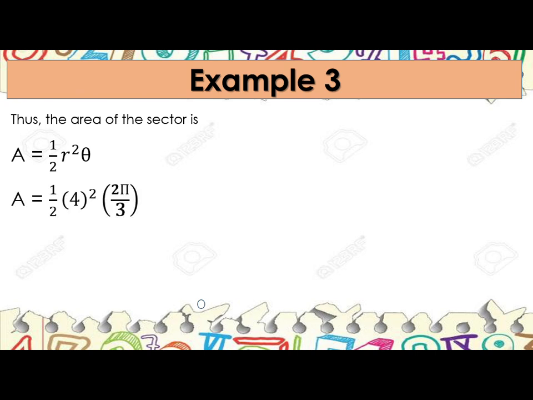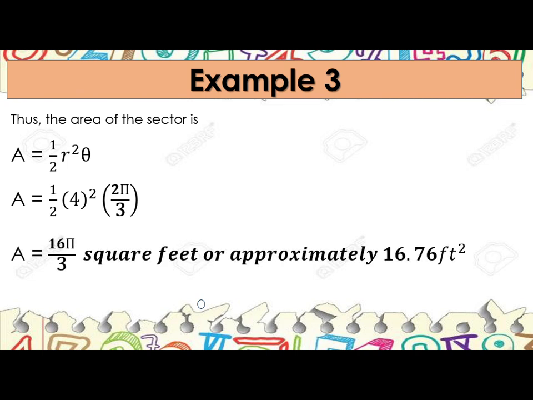So we have here the radius. Our radius is 4. You just need to plug that into r. So that will become 4 squared times the central angle that we got in radian form, which is equal to 2 pi over 3. To simplify that, you can actually use your calculator. So 2 pi over 3 times 4 squared times 1 divided by 2. The answer will be 16 pi over 3.